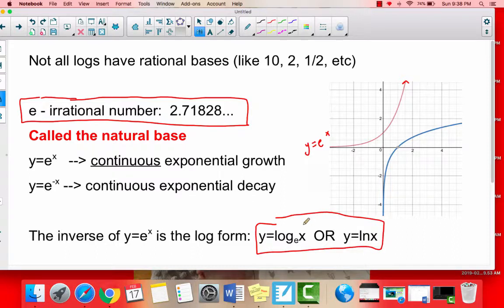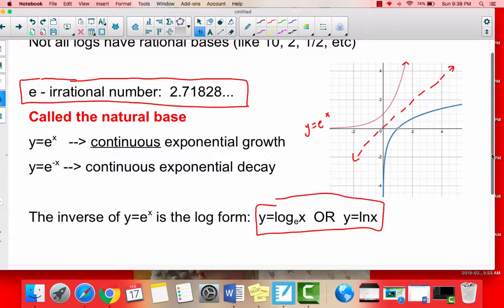So remember, exponential functions and log functions are inverses of each other, and that means that they are reflected over this line y equals x. That's something we talked about in the last chapter. And so the red and blue line are related. The red is the exponential function with base e. The blue line is the log function with base e. And the way we write that is log base e of x. The other way you would see that, the more common way, is the ln of x. So these two equations right here are exactly the same. They're just written two different ways.